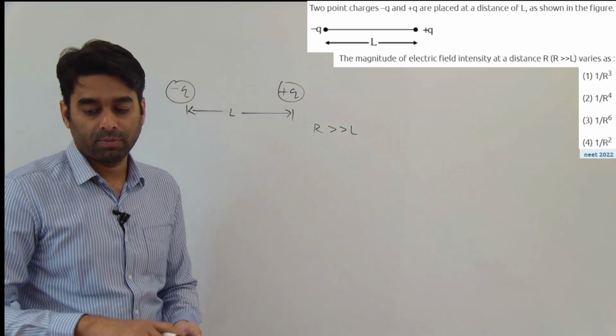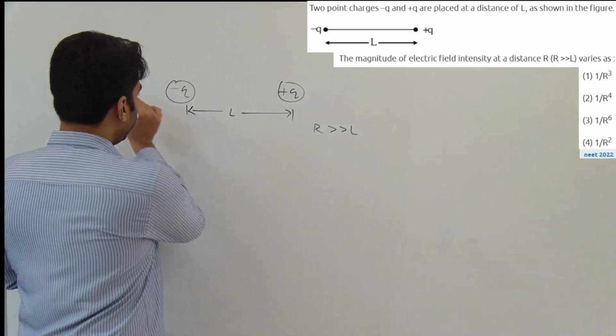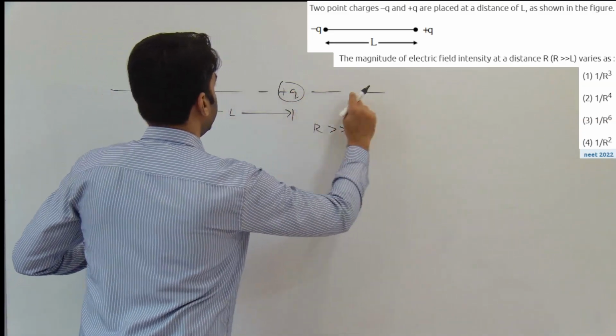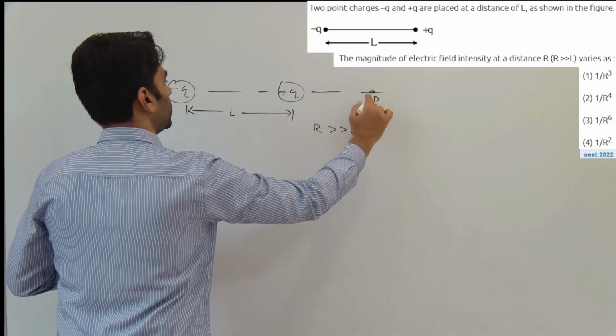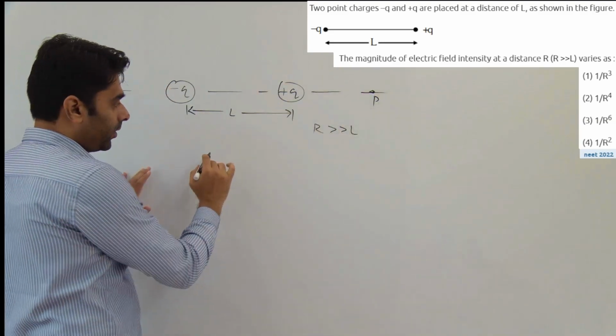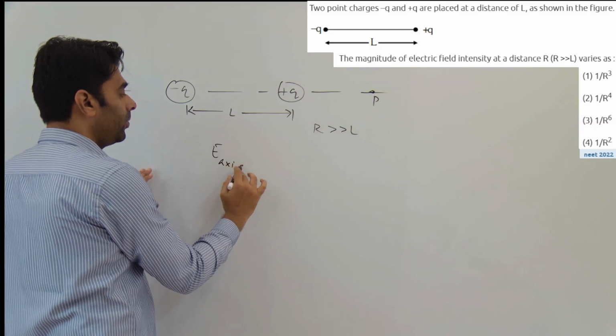They are just asking the proportionality. So let us see. I will write both the results for you guys. Electric field at axial point. Let's suppose some point, we are talking about the axial point. So electric field at axial point due to a dipole is what?